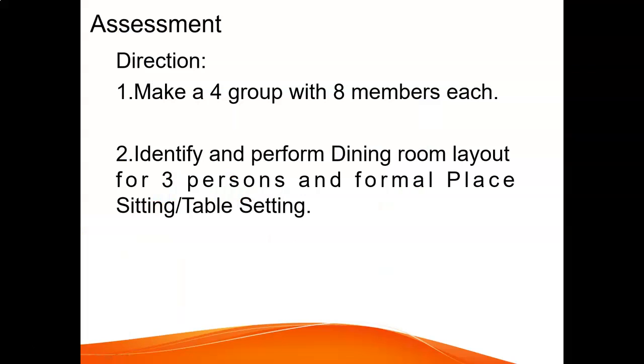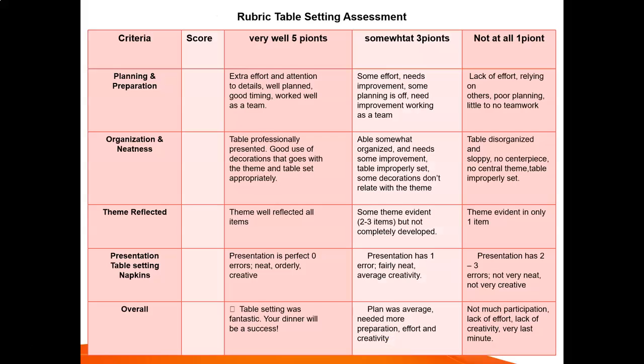So now for the assessment. Make 4 groups with 8 members and identify and perform the dining room layout for 3 persons. Remember the dining room layout for 3 persons and a formal place setting or table setting. And for the assessment criteria, or the rubric: planning and preparation, orientation and neatness, theme reflected, the presentation, table setting, napkins, and then the overall. So very well, 5 points, 3 points, and 1 point.